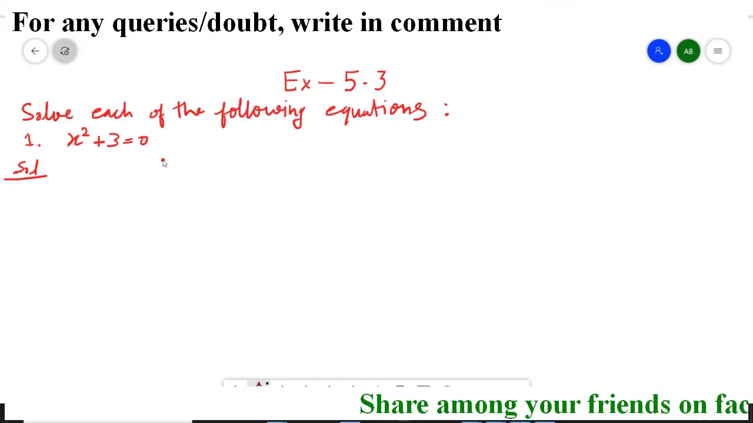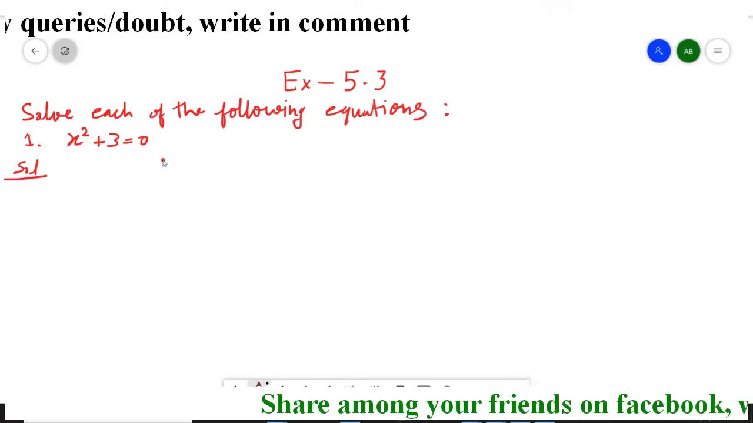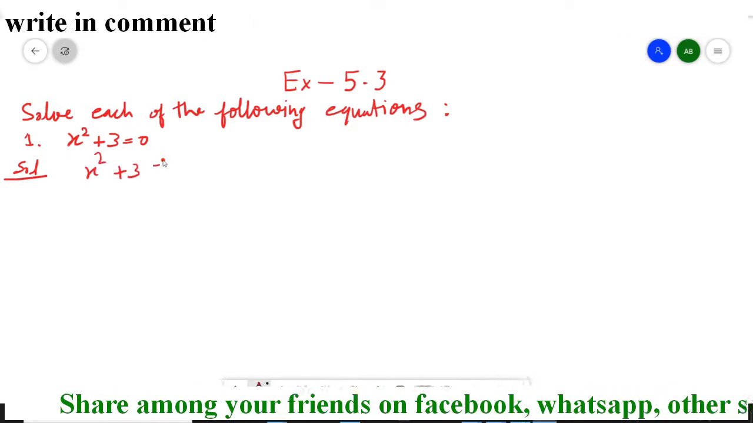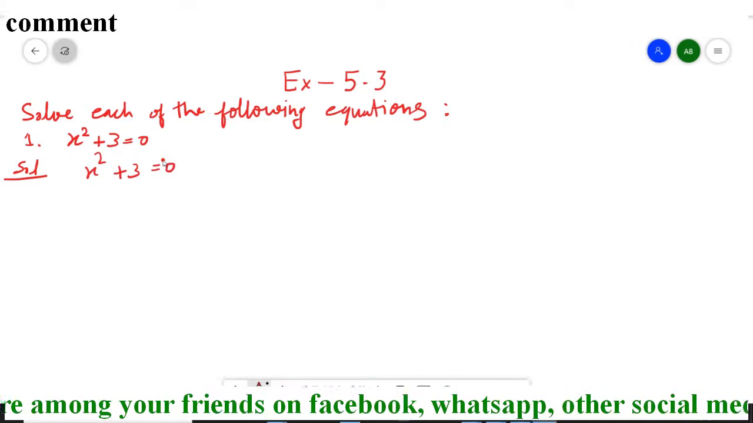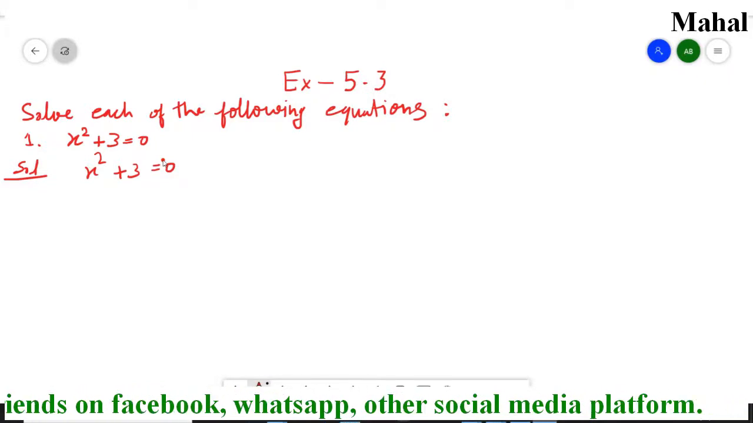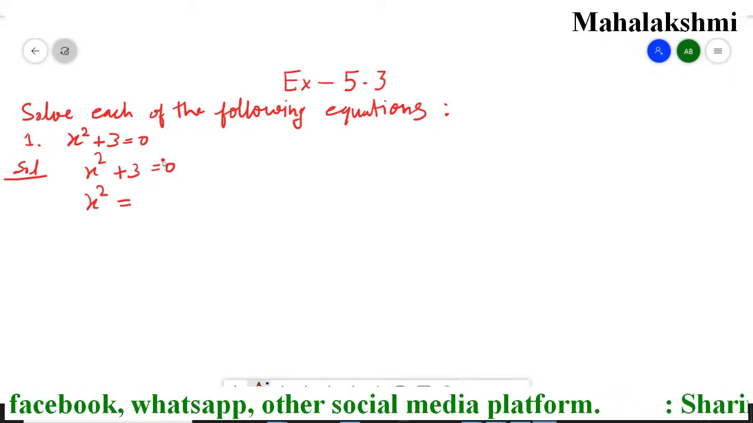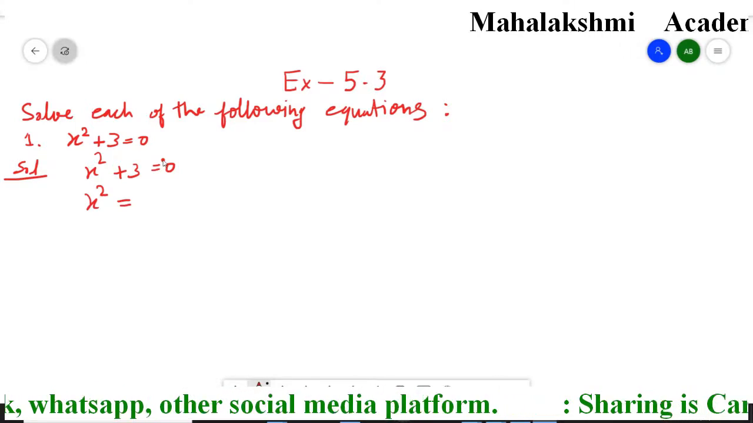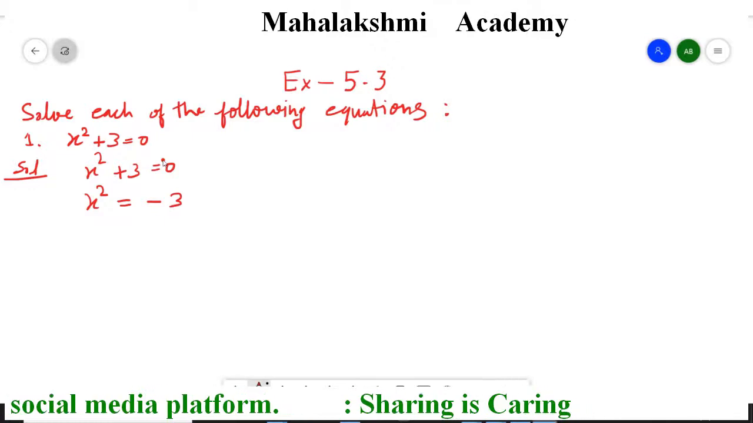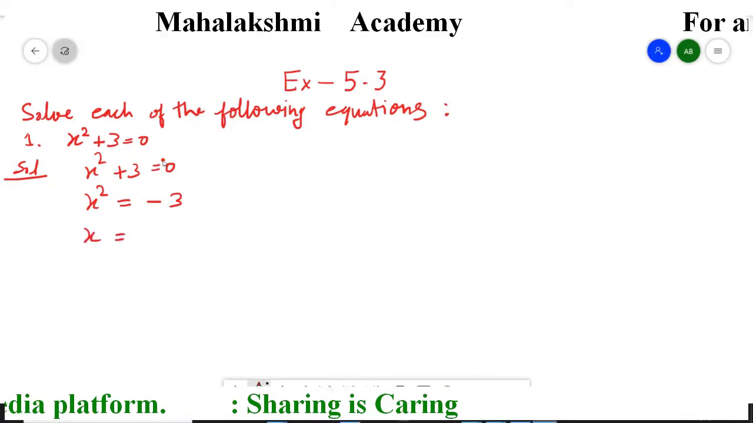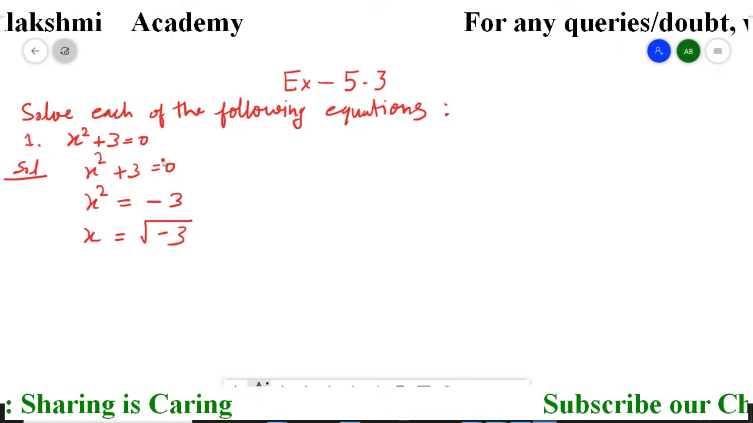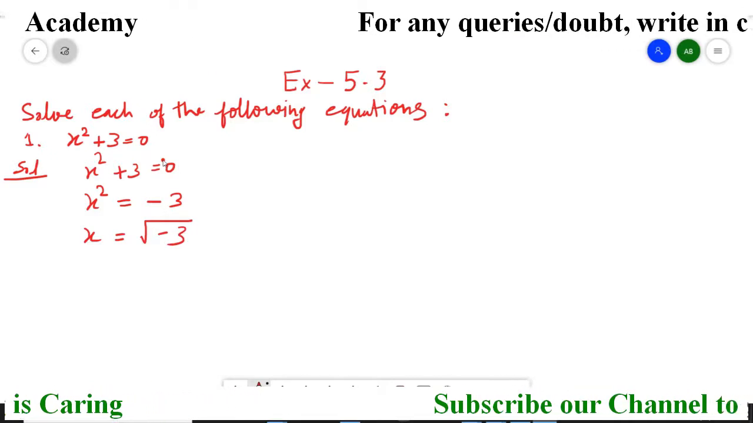So first, the equation is x square plus 3 equal to 0. Since we have only two terms, we can solve it without the discriminant also. If we want x only, I keep x square on one side and shift plus 3 to the other side, so it becomes minus 3. Since I want only x, I will take the square root on both sides. That gives me square root of minus 3, so it is going to be an imaginary number.